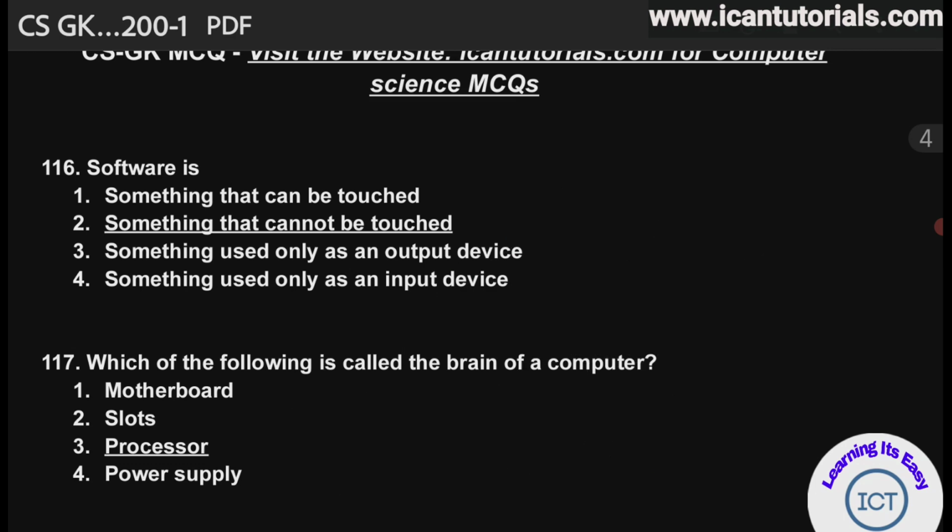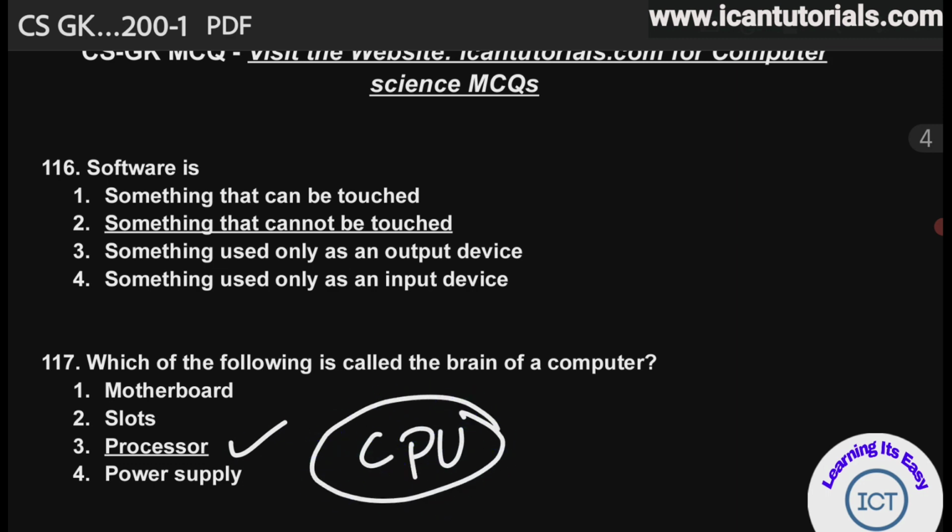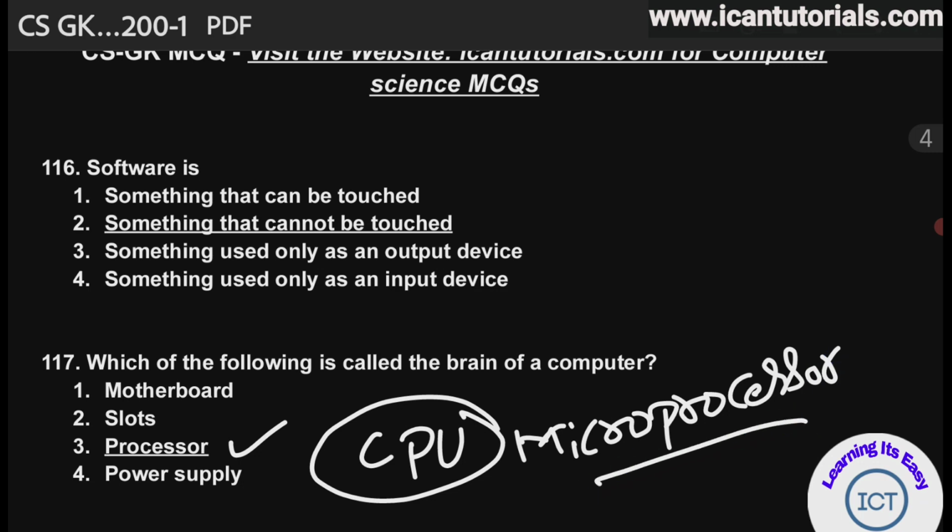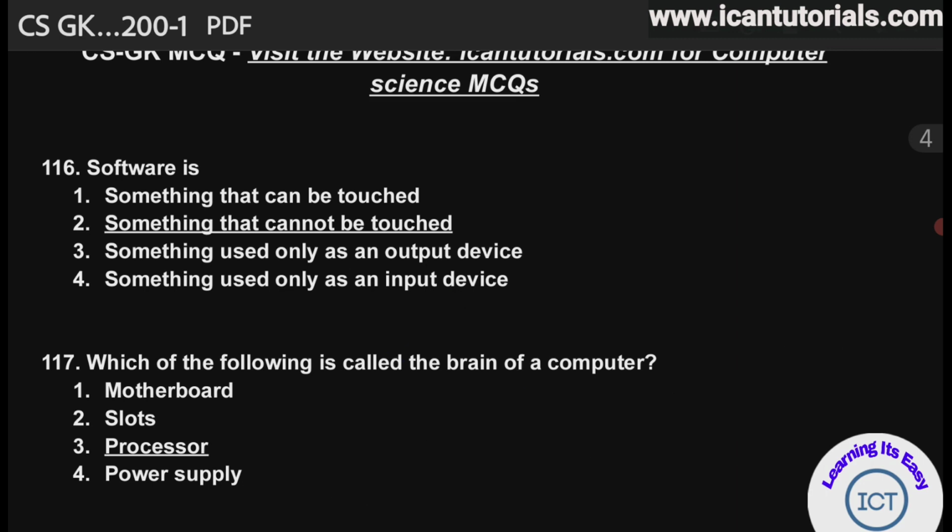Next question is, which of the following is called the brain of a computer? And the answer is processor. Processor is also called the CPU, Central Processing Unit, or microprocessor. Microprocessor, processor or CPU, all are the same, and it is called the brain of our computer because all the work we do in the computer is done by the processor. That's why the processor is called the brain of the computer.